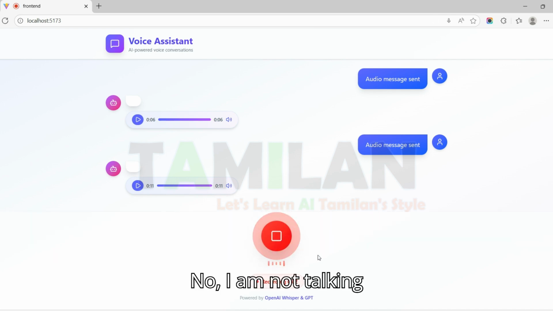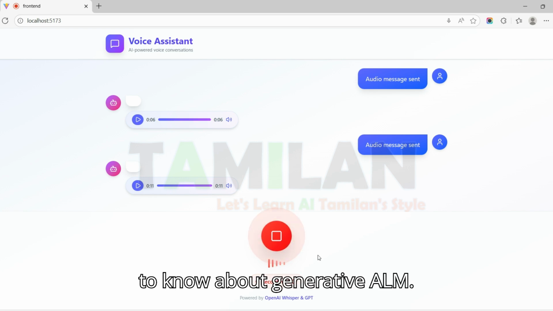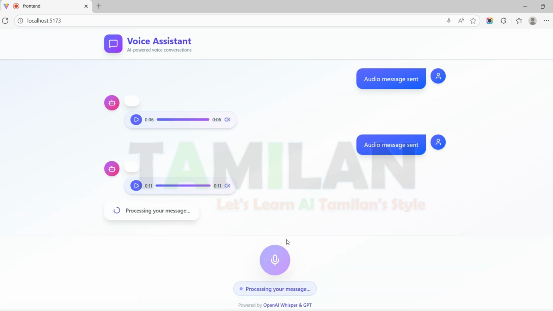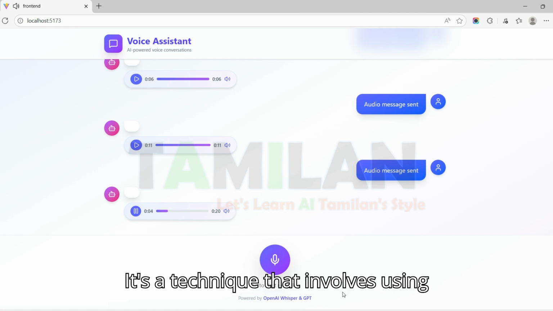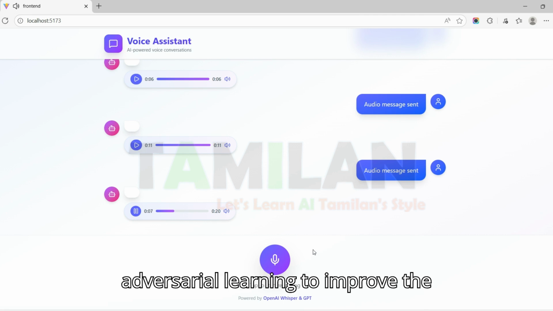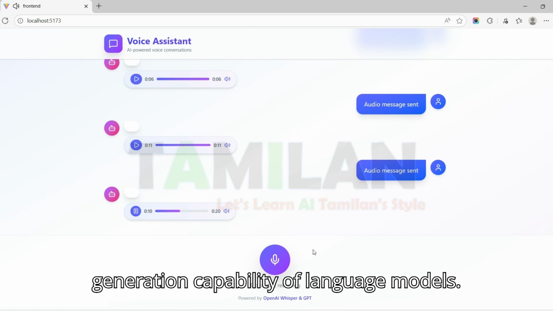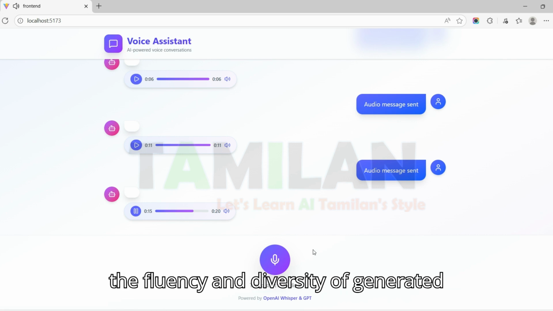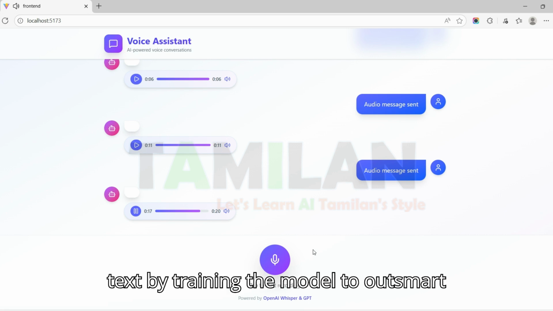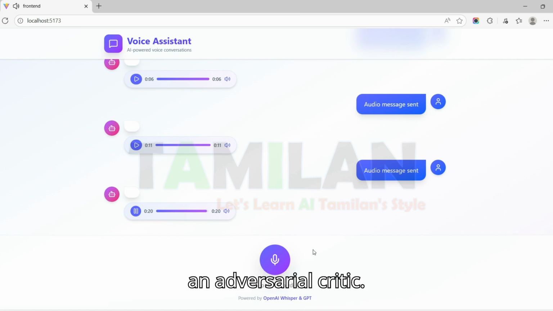No, I am not talking about a law LLM. I want to know about generative AI LLM. Generative ALLM stands for Generative Adversarial Learning for Language Models. It's a technique that involves using adversarial learning to improve the generation capability of language models. Like other ALLMs, it aims to enhance the fluency and diversity of generated text by training the model to outsmart an adversarial critic.